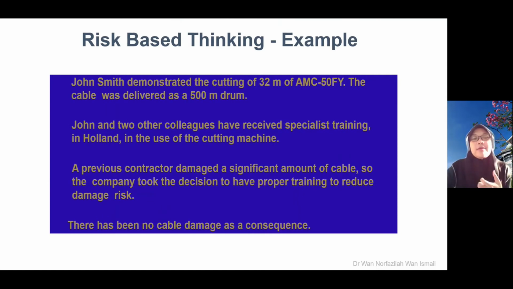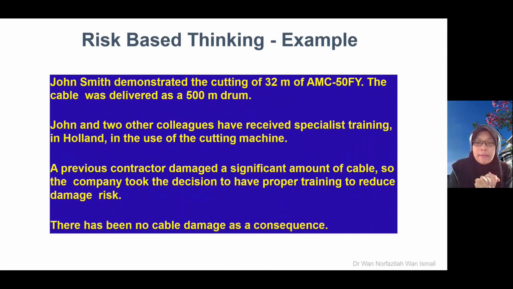Next is risk-based thinking. Okay, risk-based thinking, meaning that you need to, okay, saya bagi contoh lah, kalau saya rasa contoh lah lebih mudah. Okay, kat sini contoh dia, John Smith demonstrated the cutting of 32 meter cable, okay, and it was delivered as a 500 meter drum. John and the other two colleagues have received specialist training in Holland in the use of cutting machine.